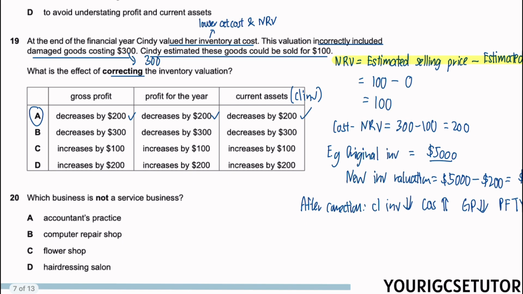Okay, 20. Which business is not a service business? Accountant's practice, convenience repair shop, flower shop. Yeah, flower shop, because you sell flowers, right? Flowers are goods and not a service, so C is the answer.